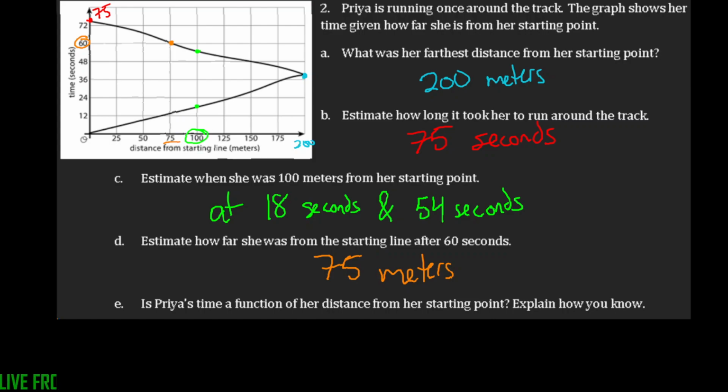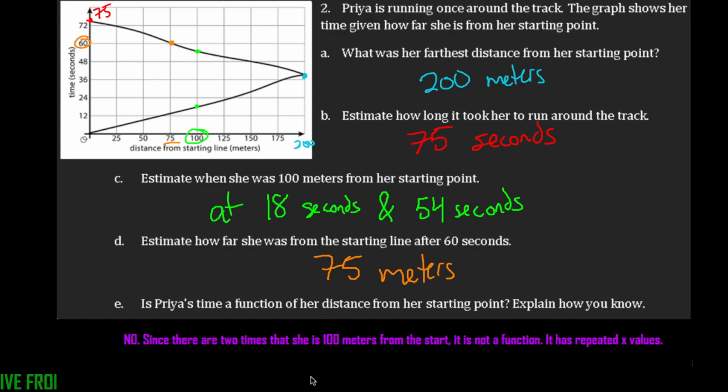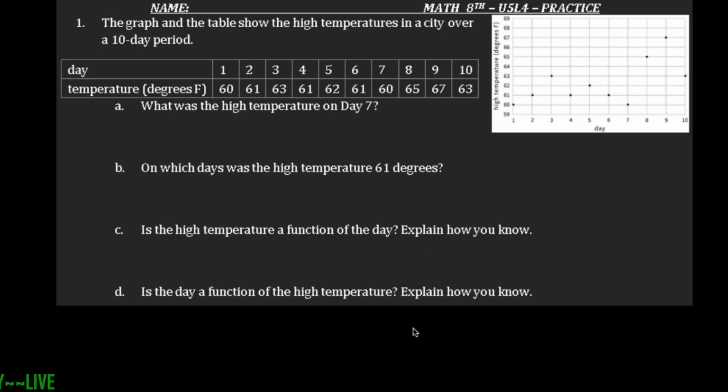And then for the last part, it says, is Priya's time a function of her distance from the starting point? Explain how you know. And so for this one, we're going to say no. Since there are two times that she is 100 meters from the start, it is not a function, meaning it has repeated x values. So it cannot have repeated x values for it to be a function. All right. And then on the next page, some practice for you, a couple questions, real simple.